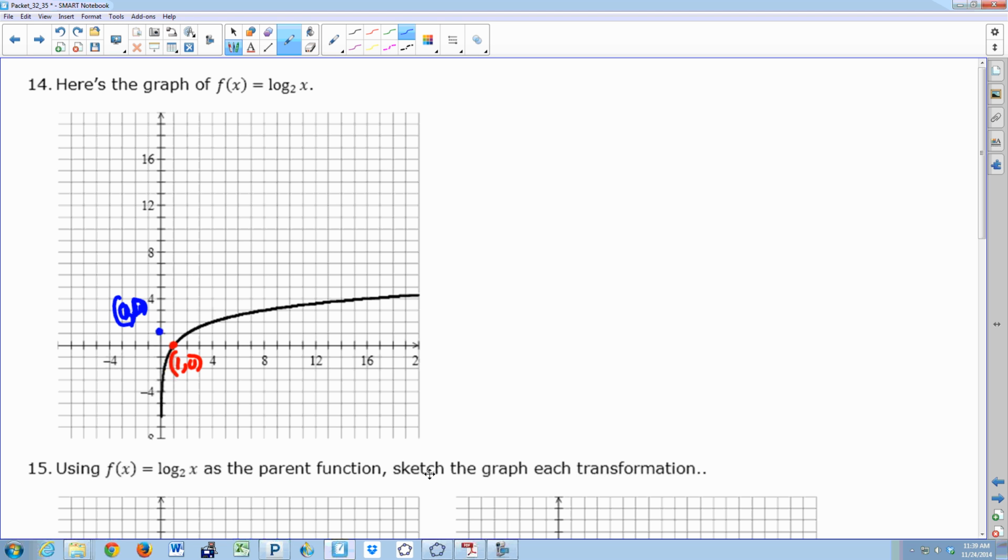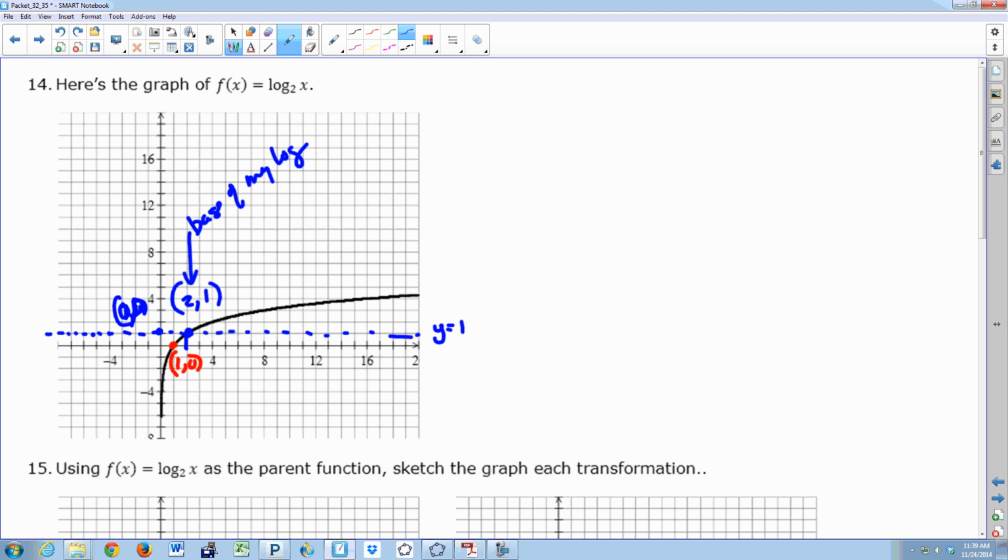To find the base of your exponential function, you went over to 1 and then up to whatever the point was on the graph. So reverse that. Now we have to say, where does my log function cross y equals 1? It crosses y equals 1 at 2. So that tells me the base of my log. Because 1, 2 told me the base of my exponential, and all I have to do is switch it.